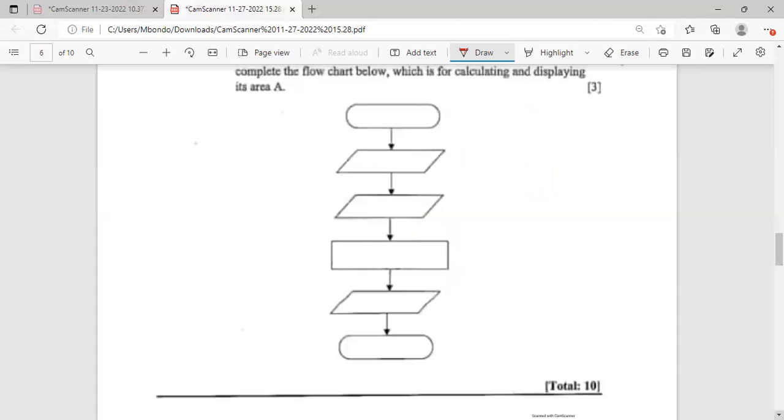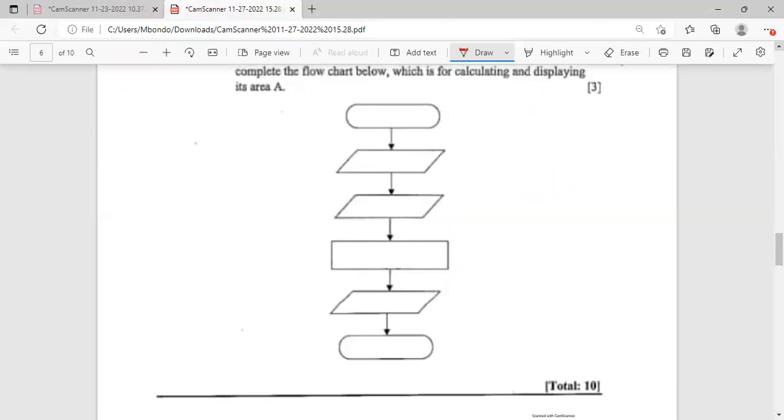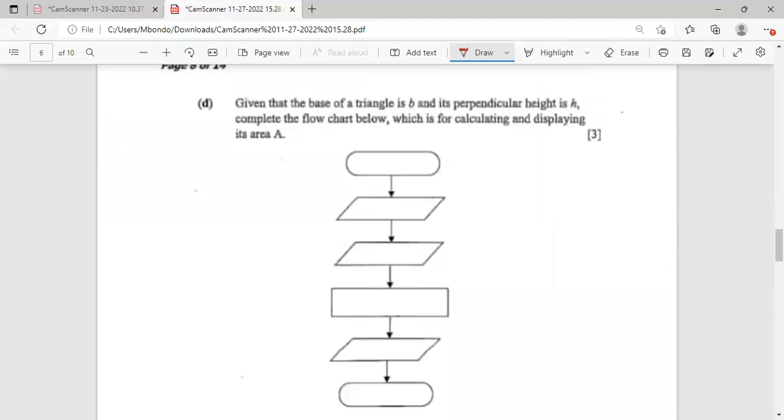All right, we have another one here. Read the question. Given that the base of a triangle is B, take note of that, and its perpendicular height is H, complete the flowchart below, which is for calculating and displaying area. Area of what?